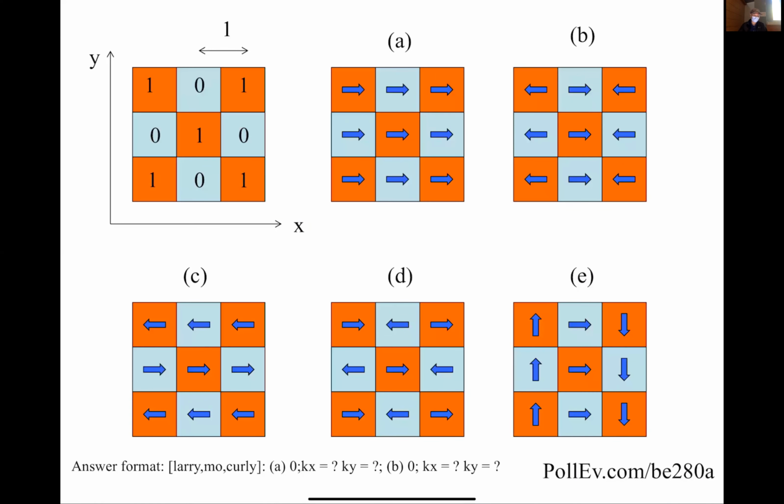So here's the problem. This is your object here. It's a very simple object. It's 1, 0, 1. It's just 1 along where it's orange and 0 everywhere else. And then each of these parts represents a certain part in K space. What you're asked to do is we'll do A together, and then you guys are going to do B, C, D, and E on your own in small groups.